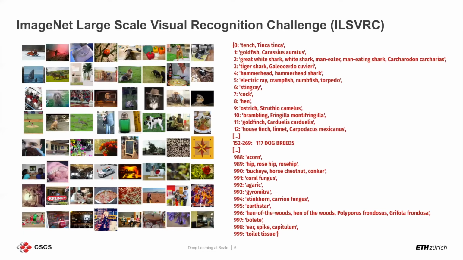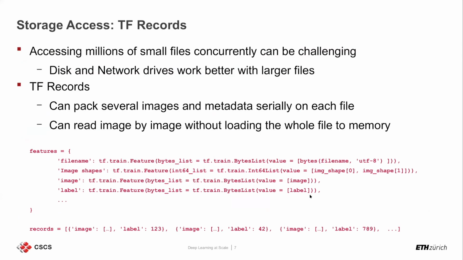If you haven't seen the data set, it's just random images from the internet, and it has these 1,000 labels, which are also kind of random. There are 117 dog breeds in the middle of the thing, and stuff from fish to toilet paper and mushrooms and everything, pizza, and so on.